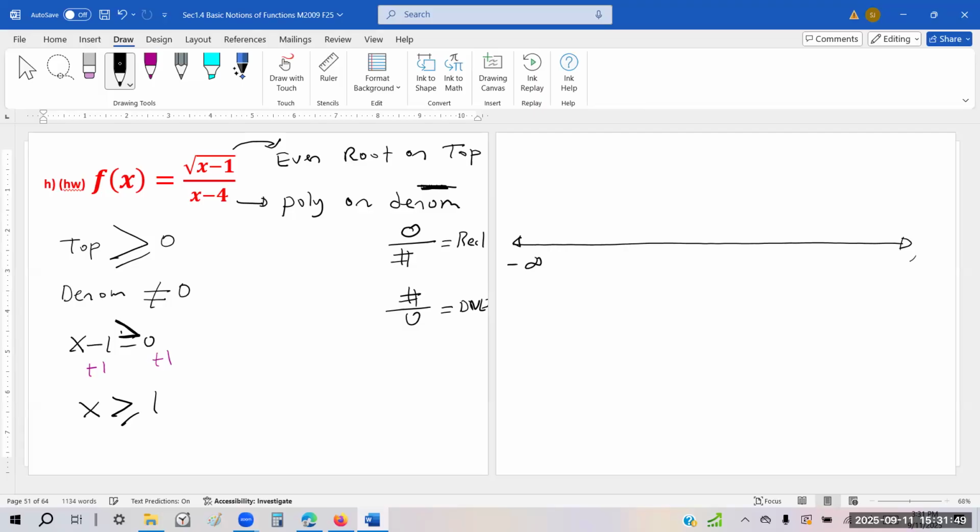So we have negative infinity, positive infinity, and we have 1 here. The numerator says start from 1, and you can have anything bigger than 1. This is the domain for the top.